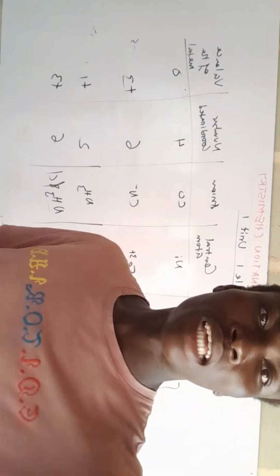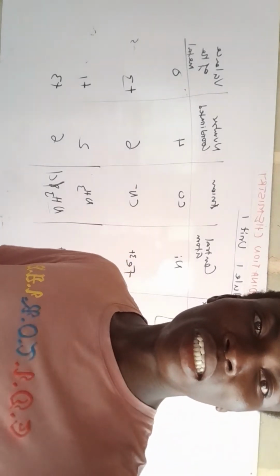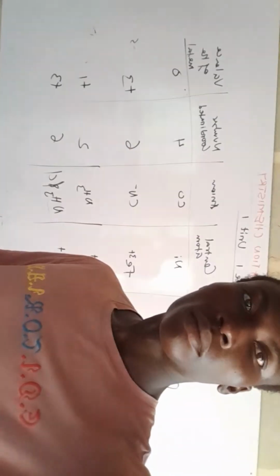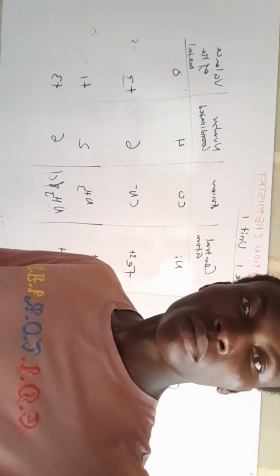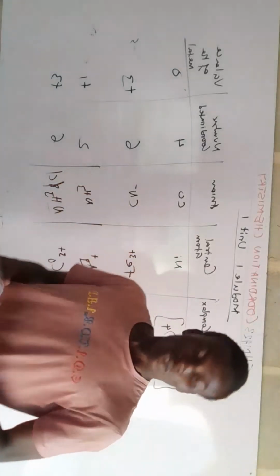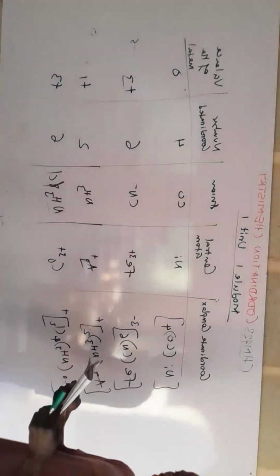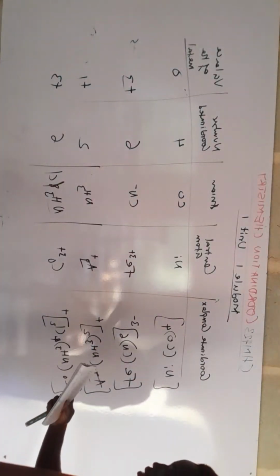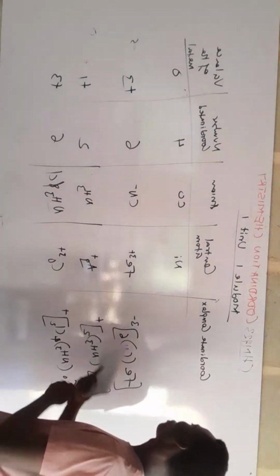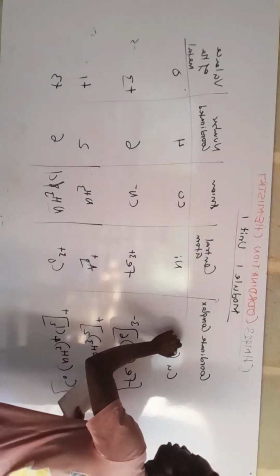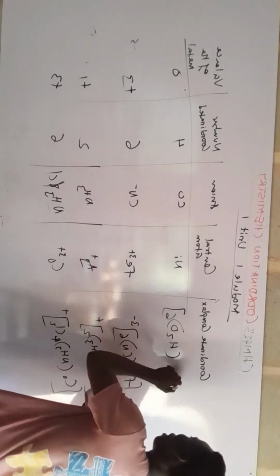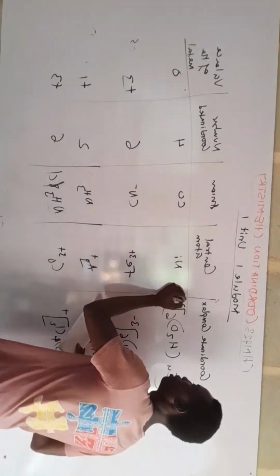Another point we also have in this place right now is the last one that I have here, which is Cu(H2O)6, which is 6 in number, and there we have something like this, 2 plus.